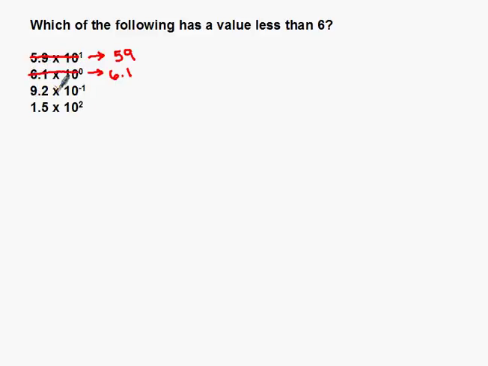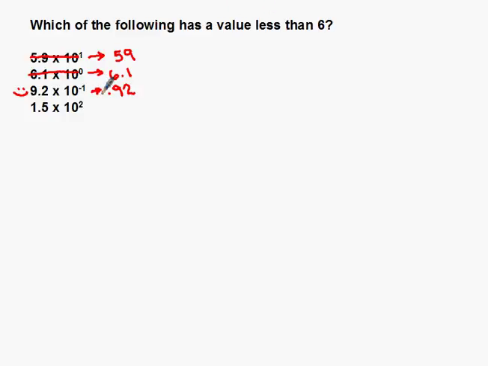How about 9.2 times 10 to the negative first? Well, let's see. If we move our decimal, now we have a negative, so we're going to be moving the decimal to the left, and it's a -1, so it's going to be moving 1 unit to the left. Our 9.2 becomes 0.92. 0.92 is definitely less than 6. So far, we have got one of our choices that is less than the value of 6.